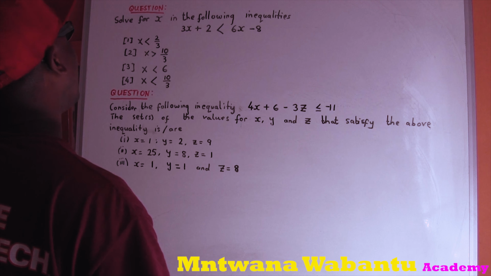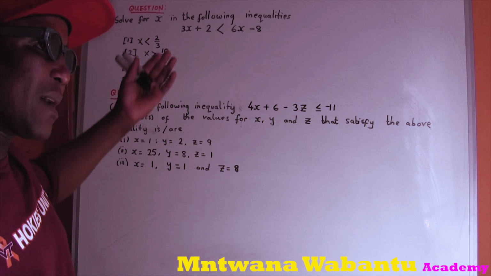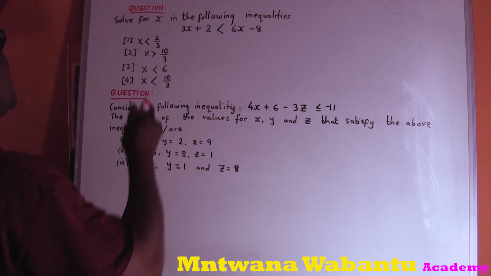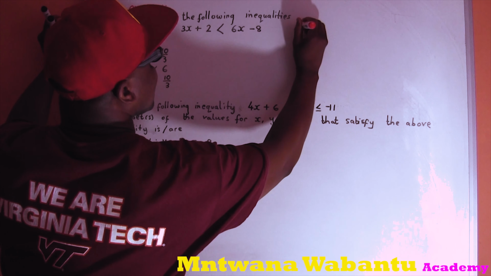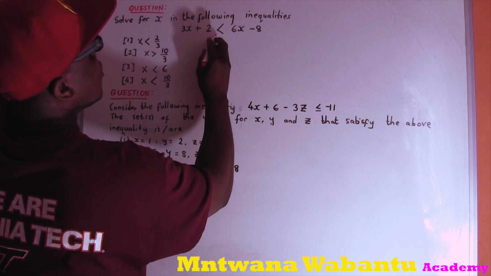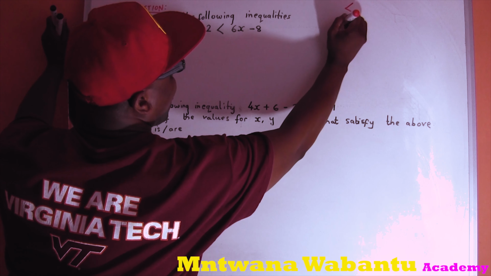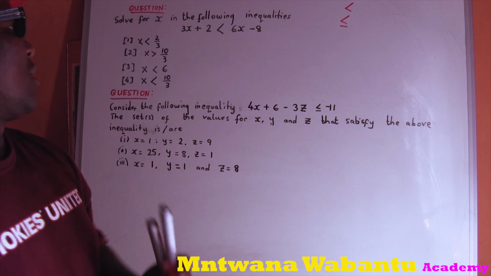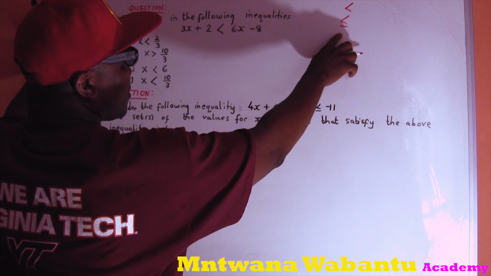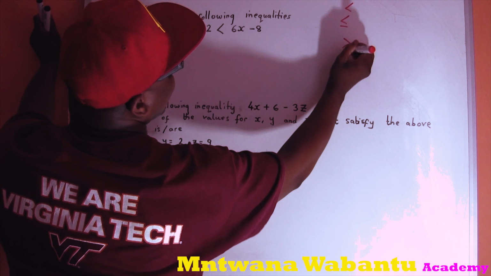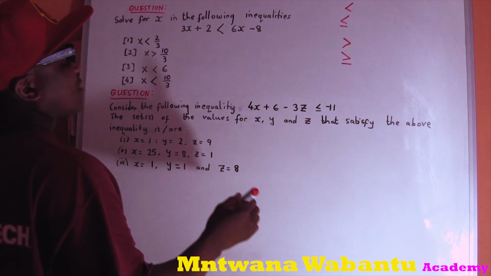Easy. So what you're gonna do? Let me not waste a lot of time. I can just go straight to the business. So I'm gonna tag these. Oh, so we got 3x plus 2 less. This is less. This is less or equal. You see? Less or equal. This is greater and this is greater or equal. You know what I'm saying?